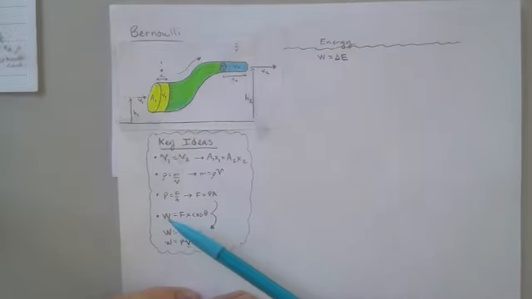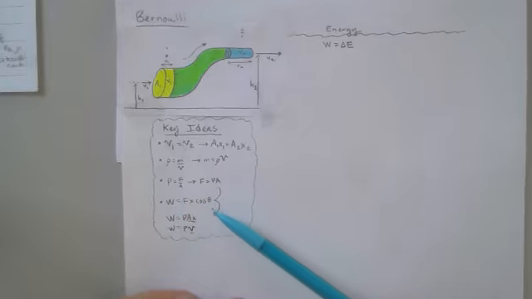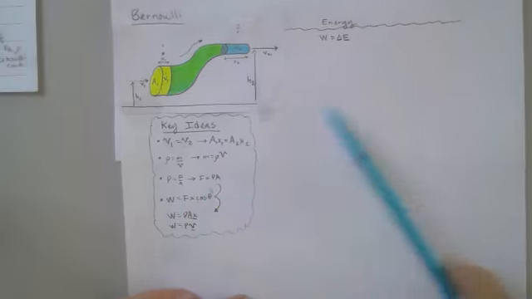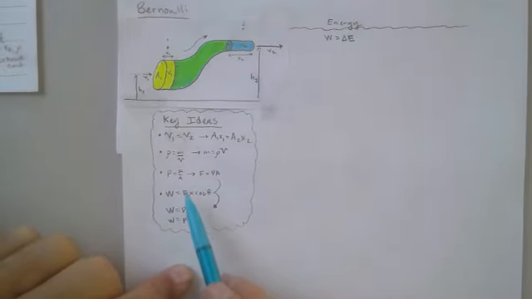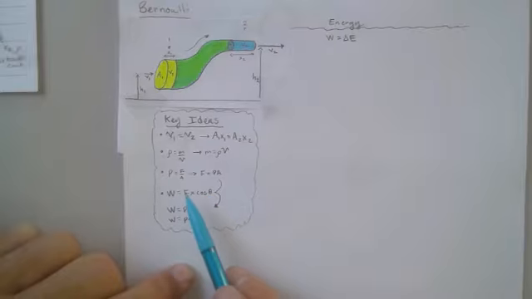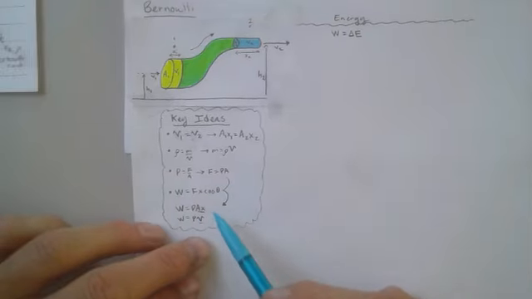Okay, and also work is force times distance, or the dot product of force times distance. And we know if force and the displacement are in the same direction, that would give a positive work. And if force is against the displacement, that gives a negative work, or you're taking energy away from the system.